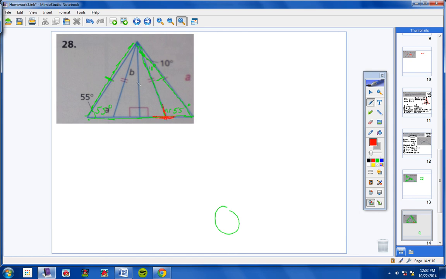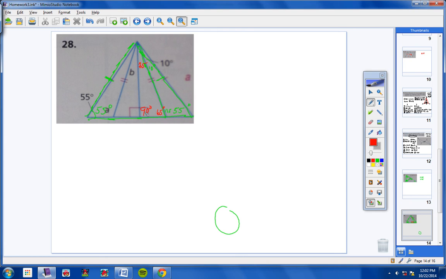Here and here. So if this angle here is 115, then this angle right here has to be 65. Okay, because 115 plus 65 is 180. Now this angle here is 90, so I'm going to go and put 90 degrees there, okay? 90 degrees. Now look at this triangle right here. I know I have an angle of 90 and an angle of 65. That's 155. So this little angle right here has to be 25 degrees.